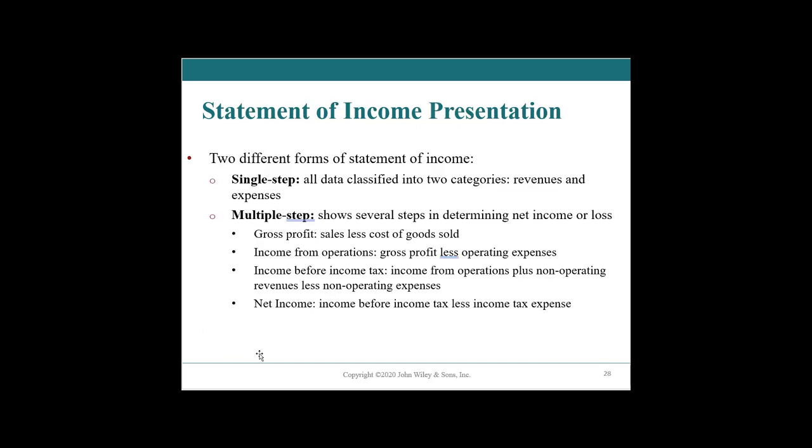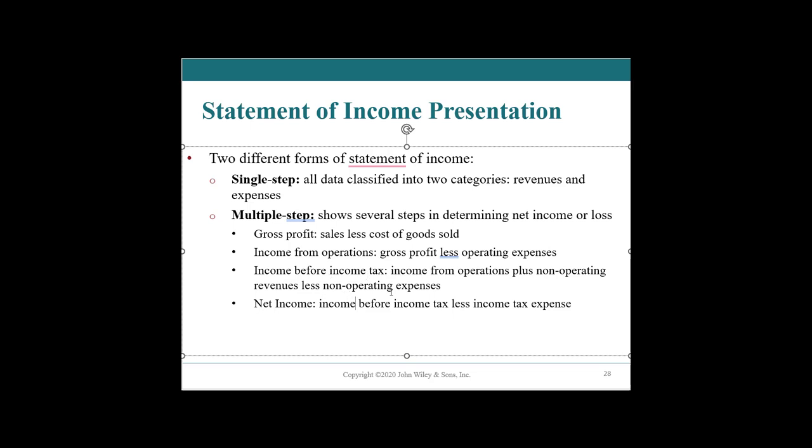Then we have our multi-step. And this is our gross profit, where it has our revenues, primary sales, less our cost of goods sold. And then we get from there our gross profit. Then we take gross profit less operating expenses, and that gives us our income from operations. And then we kind of reconcile back to our single step. We have our income before tax, less our, pardon me, this is where we reconcile.